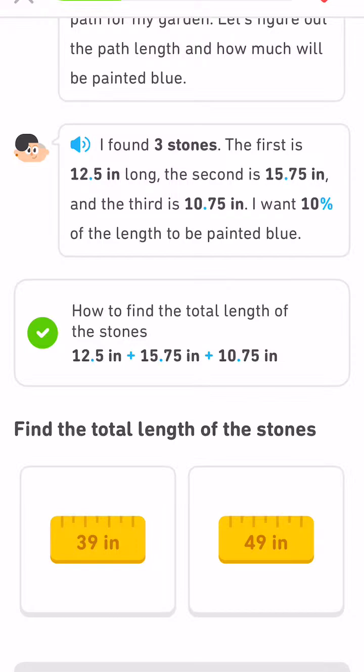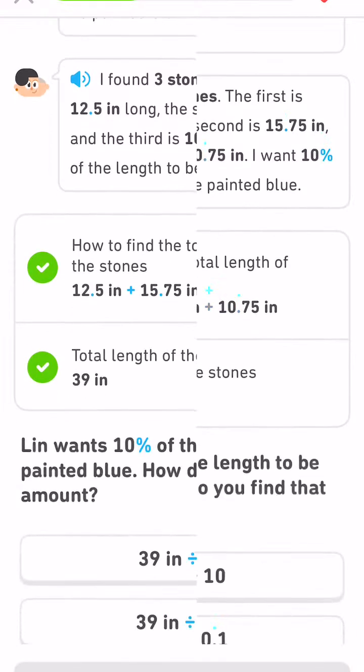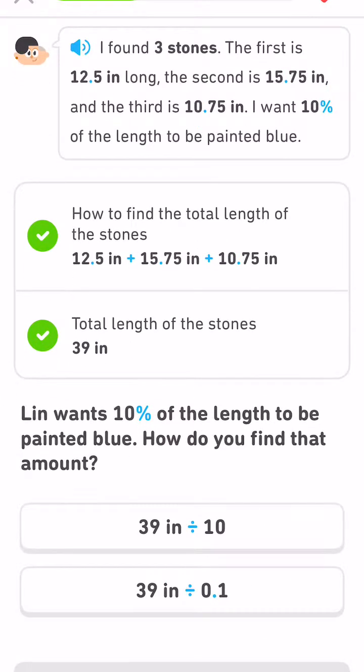15, 16, 17, 18, 19, 20, 5, 6, 9, 3. So I got 39 inches is the total length of the stones. Lynn wants 10% of the length to be painted blue. How do you find that? So you would do 10%. So she wants 0.1. So 39 inches. I would actually multiply. Hold on.